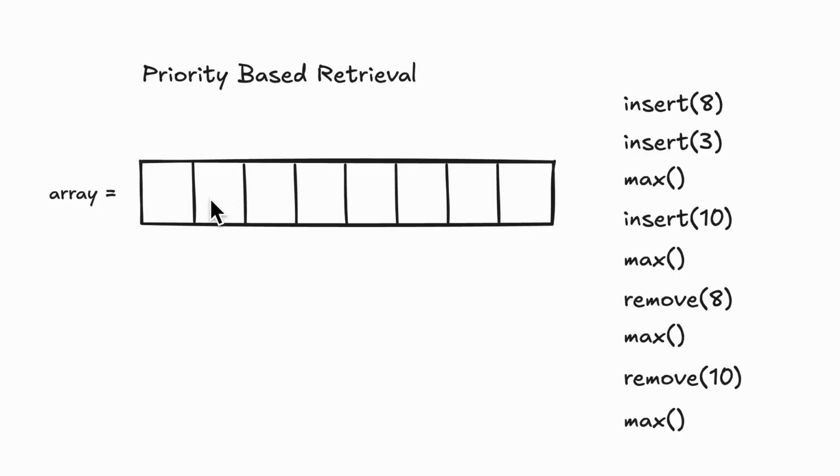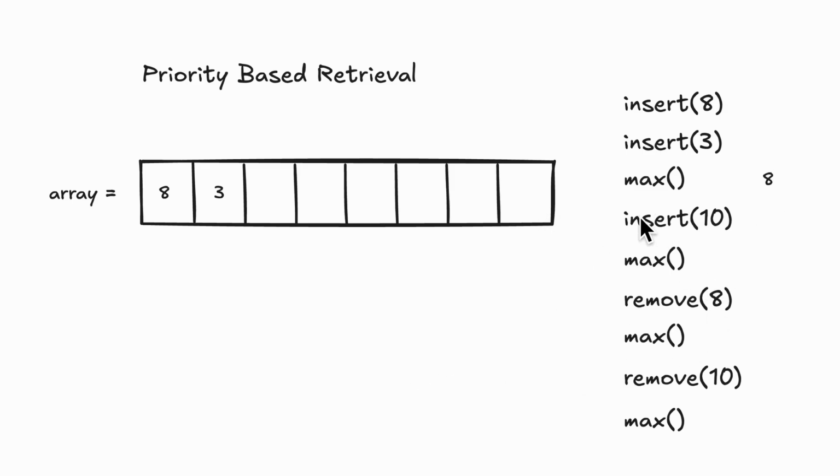Okay, so before starting, I want to highlight the advantage of the heap data structure. Let's assume that we have this array over here, and these are the queries that we need to perform on this array data structure. The first query says insert 8. So we'll insert 8. Done. Second query says insert 3. Let's insert 3. Third query says return the maximum element present in this array. So the maximum element is 8, so we will return 8 over here.